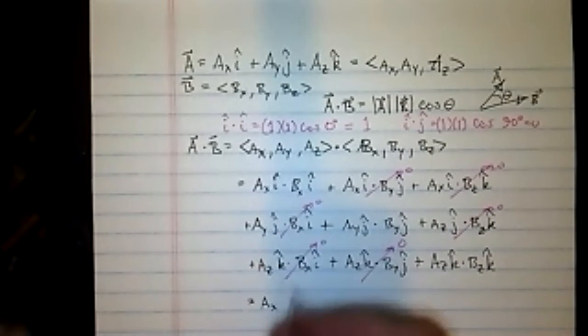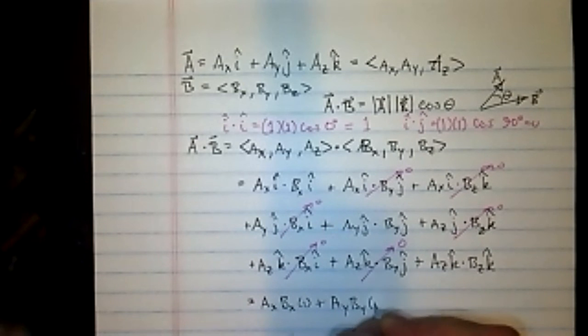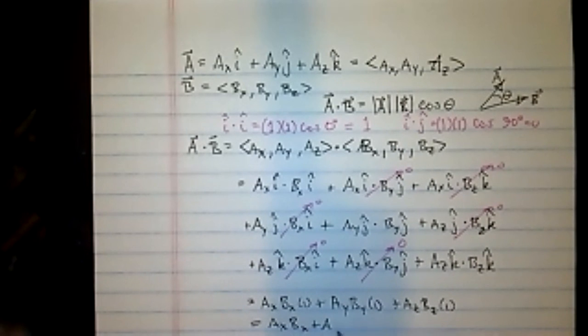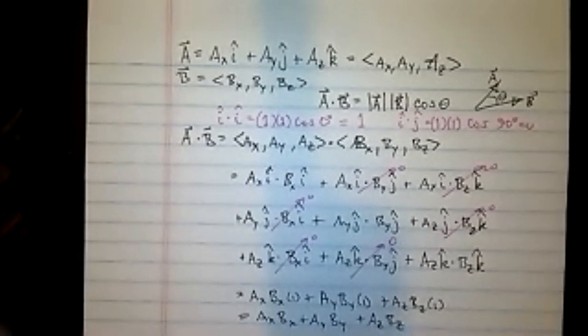So you ultimately just have AX times BX times 1 plus AY BY times 1 plus AZ BZ times 1, which is just AX BX plus AY BY plus AZ BZ. That's it. That's the dot product. Easy peasy. Hope that helped.